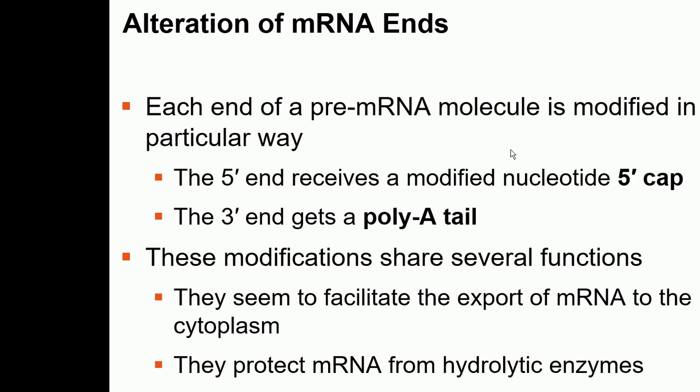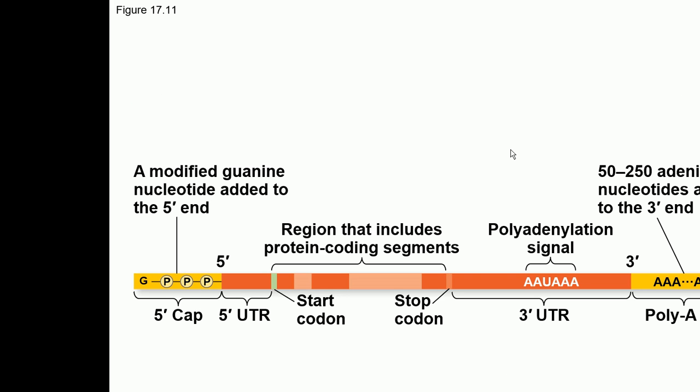So this is basically the poly A tail. 50 to 250 adenine nucleotides are added to the 3' end. So this is the 3' end. On this side 50 to 250 adenine nucleotides are added here. And this is the 5' side. A modified guanine nucleotide is added to the 5' end.